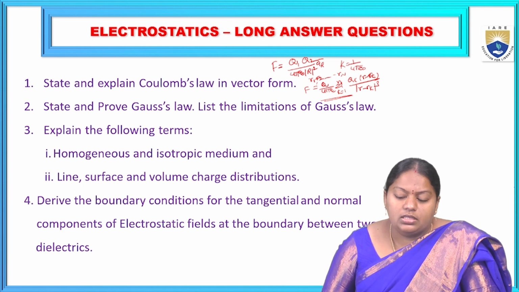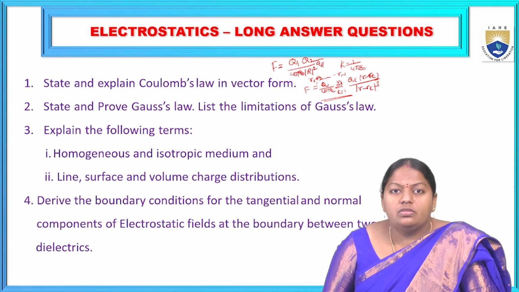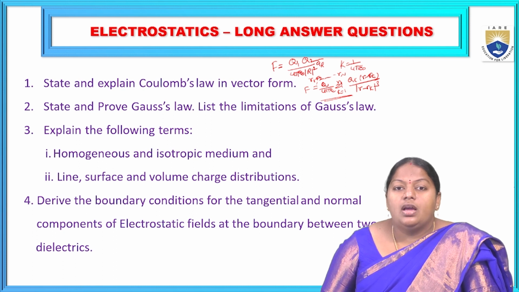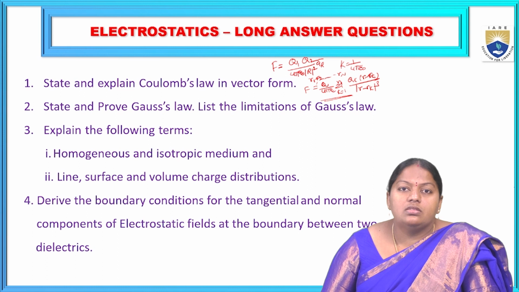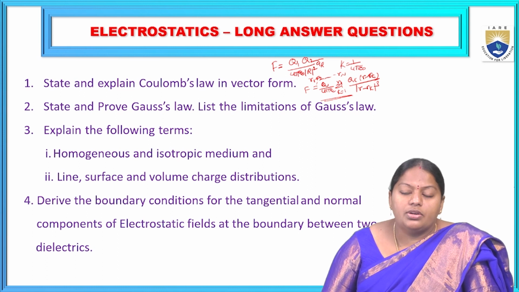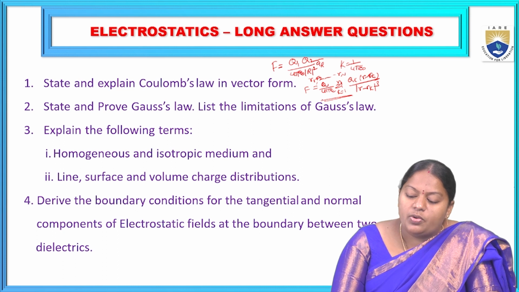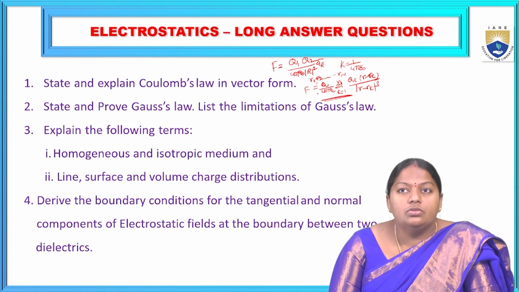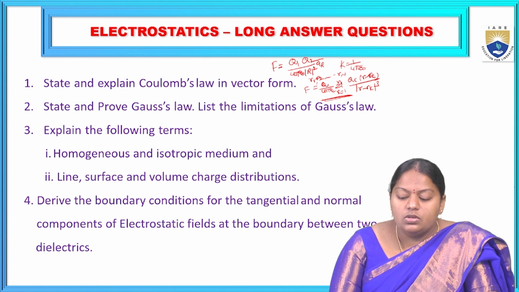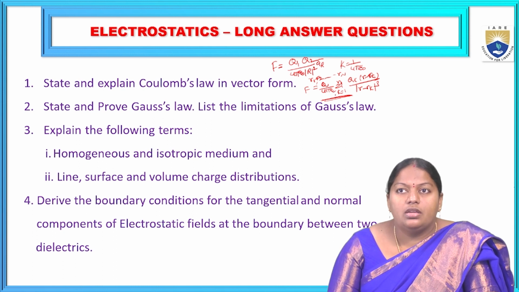So first we have to write a statement for Coulomb's law. Then we write the vector form equation for two point charges. If you have n point charges located at position vectors R1 to Rn, then we need to use the superposition principle to express Coulomb's law in vector form. In that case, the equation is given by F equal to Q by 4 pi epsilon naught into summation of k equal to 1 to n Qk into R minus Rk by modulus of R minus Rk whole cube.